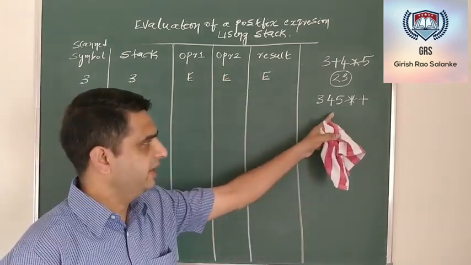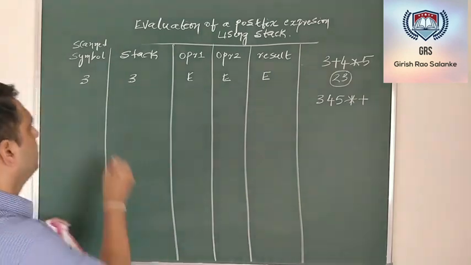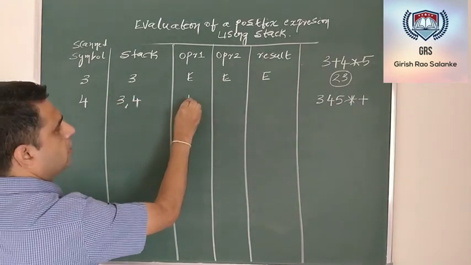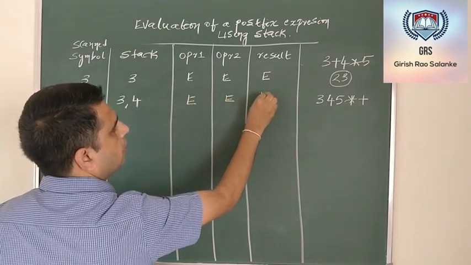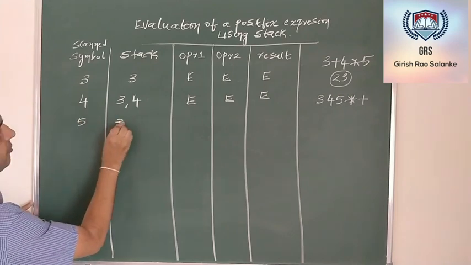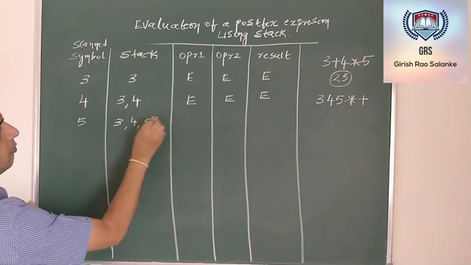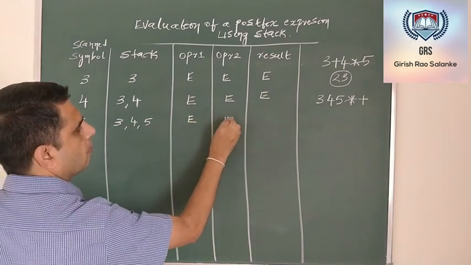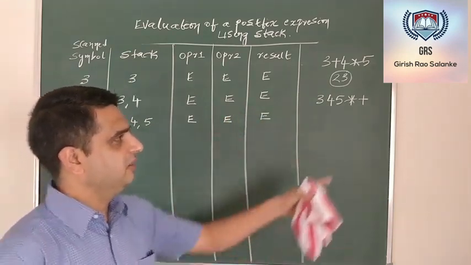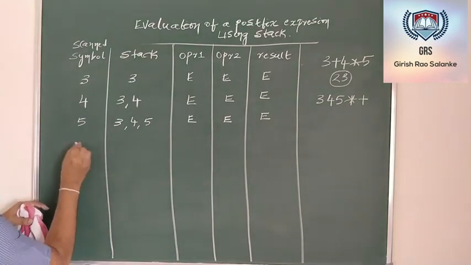Next, the second element is 4. Push it onto the stack. Now my stack has 3 and 4. This is empty. Next scan symbol is 5. Next scan symbol is star, that is the multiplication operator.